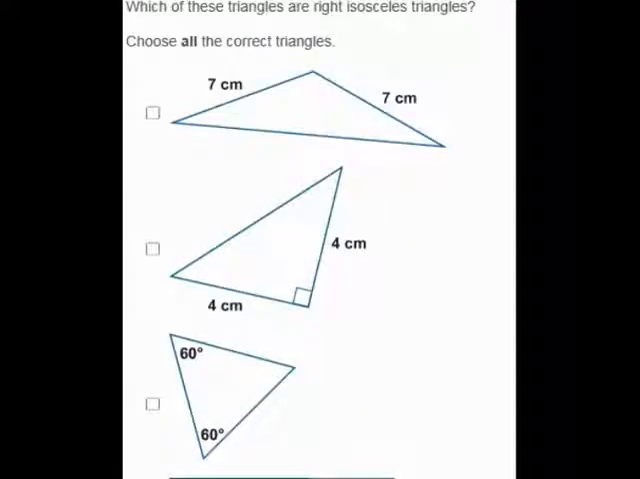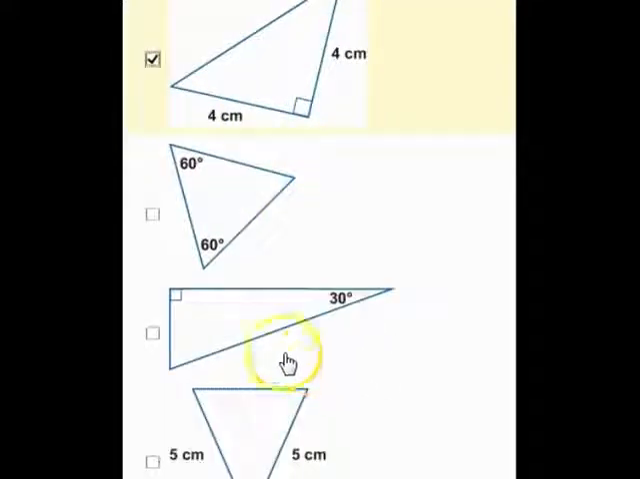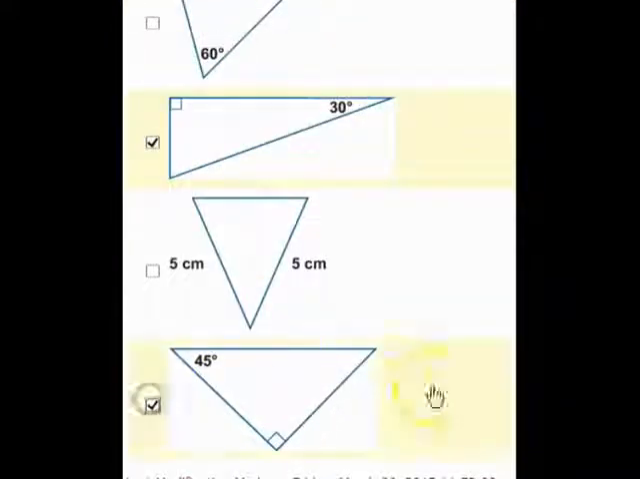This item asks the question, which of these triangles are right isosceles triangles? Students are prompted to choose all the correct triangles, making this a multiple select item type. These item types can be designed to allow for partial credit or provide credit only if all the correct answer choices are selected.